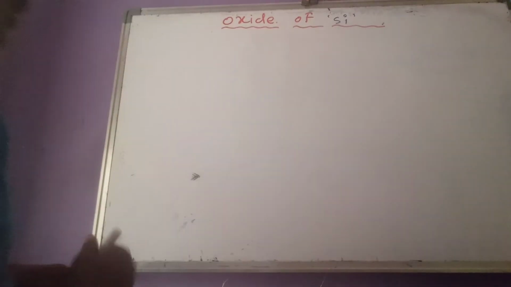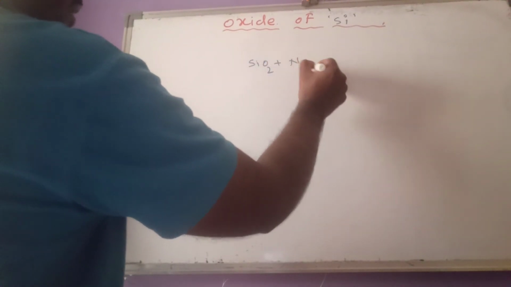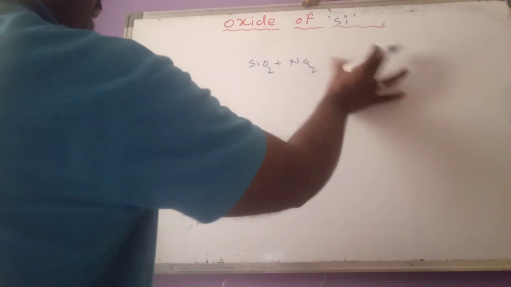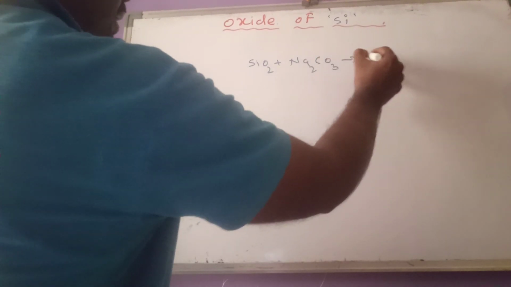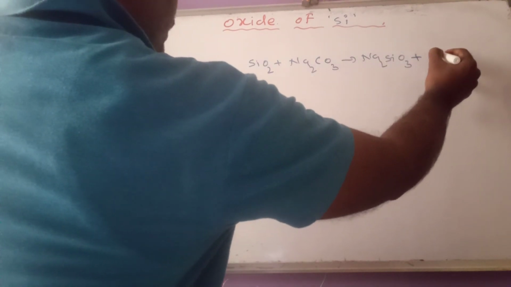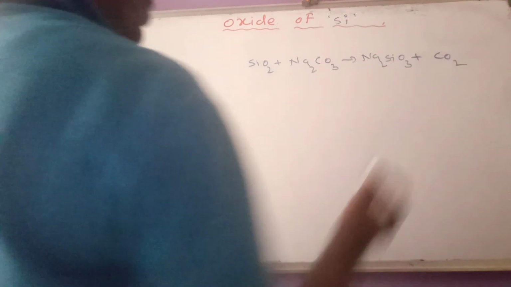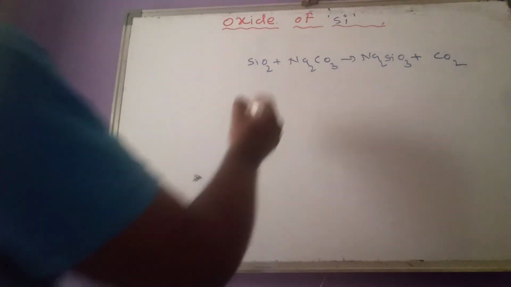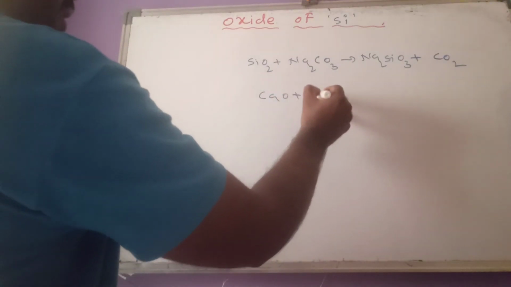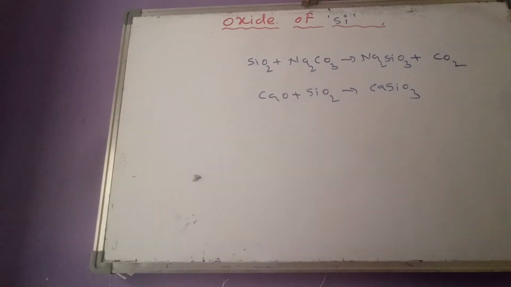And silica reacts with sodium carbonate also. Now see the reaction of silica with sodium carbonate. Just an exchange reaction takes place here. That means carbon and silicon exchange their positions, so we get Na2SiO3 plus CO2, sodium silicate. With calcium oxide also, silica reacts and produces calcium silicate. So these are the properties of silica.